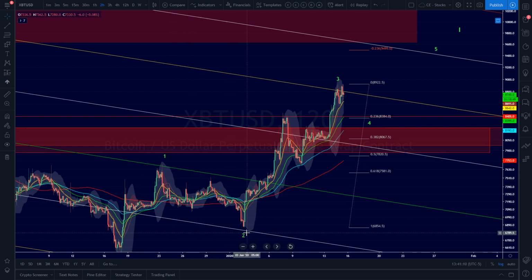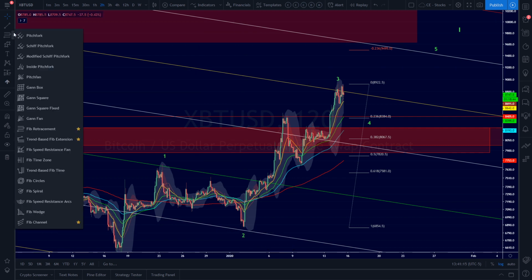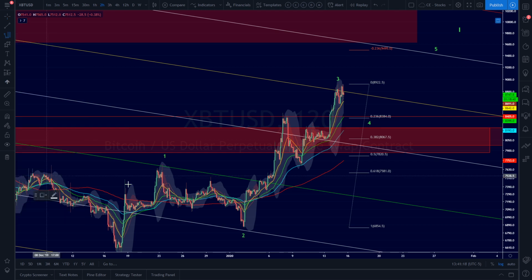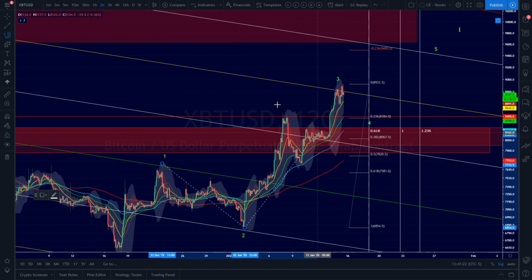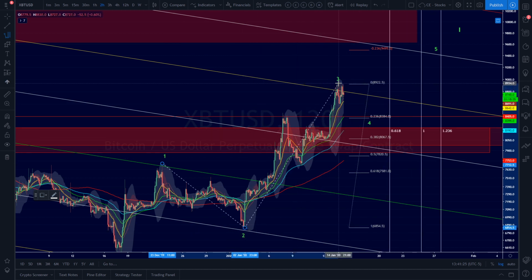Now, also, one thing that I do want to point out, we've got the length of time from the 1 to the 2. Let's just take a look at this. I don't do this very often, but I do want to pay attention to it. I'm going to measure the time it took to correct from the 1 to the 2, and I'm going to project it from the top of the 3. So it could be that we're going to be in this 4 wave maybe only until the 21st. Now, keep in mind, the 21st is 6 days away. So we could be up here for a decent amount of time before we make this rip to the upside.